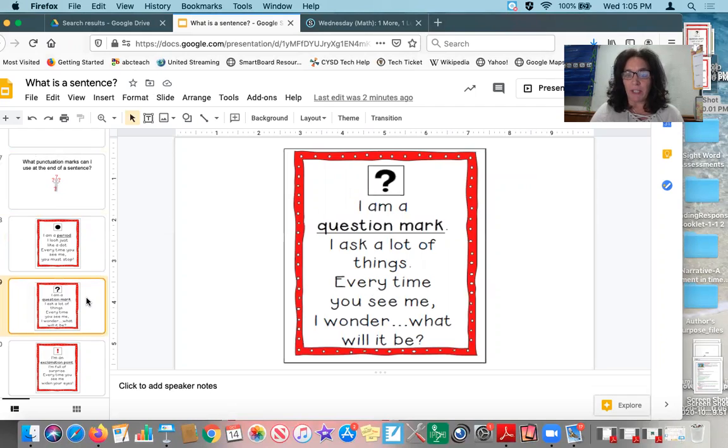Another end mark that you might use, or punctuation mark, is called a question mark. This is a question mark. It's a little tricky to make, but we use a question mark when we're curious. I am a question mark. I ask a lot of things. Every time you see me, I wonder, what will it be? So if you're asking a question to the reader, when you are writing a story, you will use a question mark at the end of your sentence. As a reader, when you see a question mark at the end of a sentence, your voice might go up at the end because you are wondering.